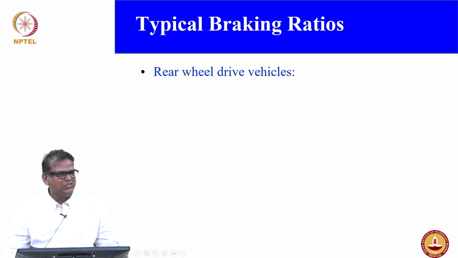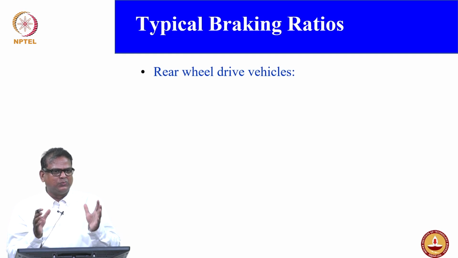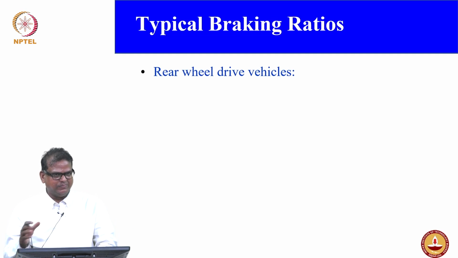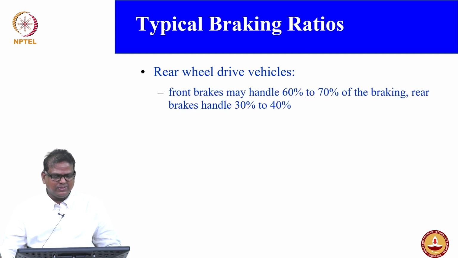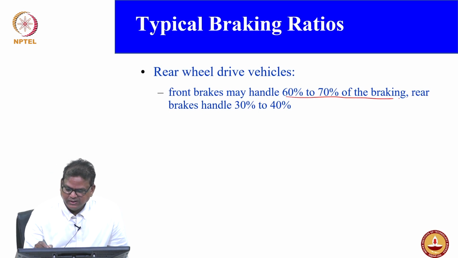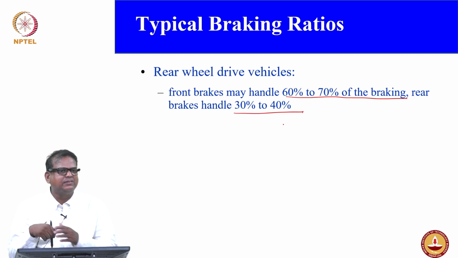The braking ratio. When you give the braking effort, the entire energy won't go to the front axle or the rear axle. It has to split, right? So you can see that the front brakes may handle 60 to 70% of the braking, and the rear 30 to 40%. Why is it less in the rear?